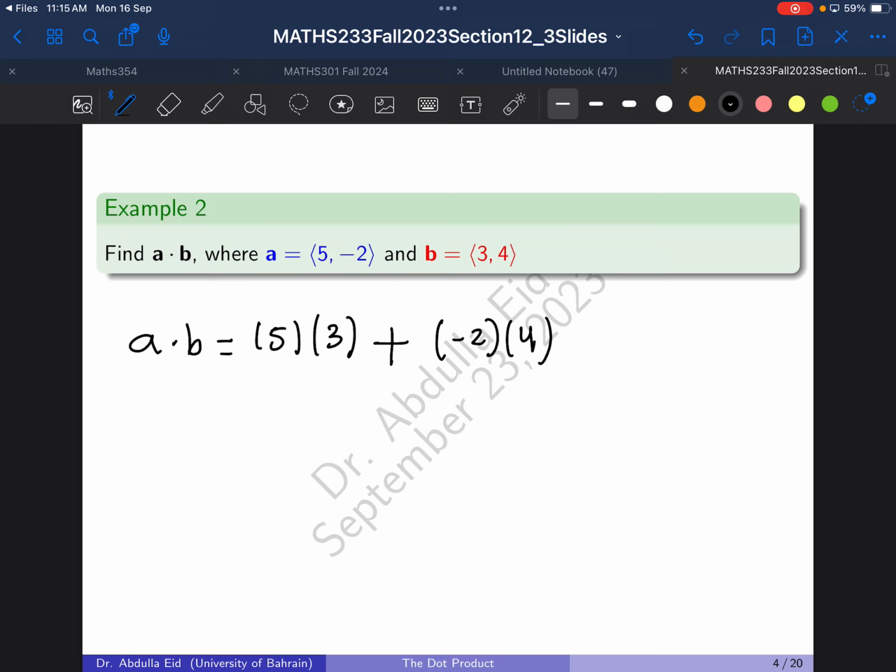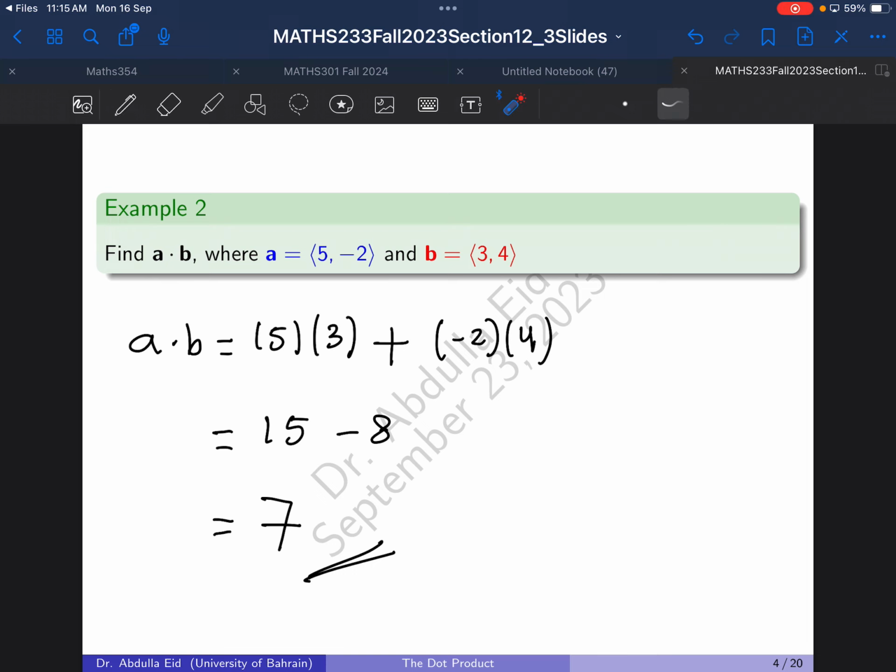Now, if we do this, we just need to use the calculator. This is 15, negative 8. The final answer is 7. So the answer we get from the dot product AB is only 7. This is the first example here and how to find the dot product.